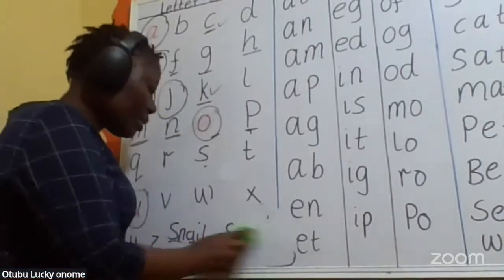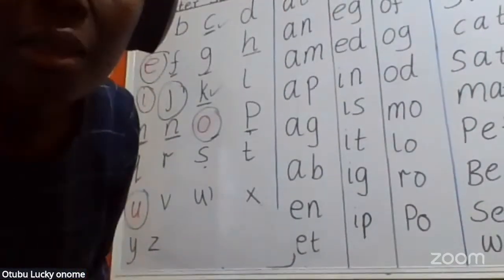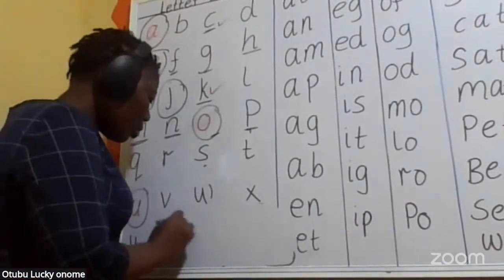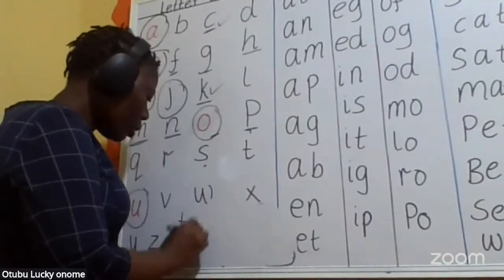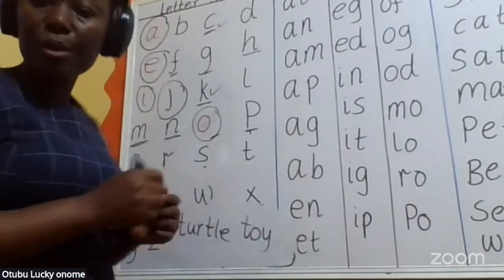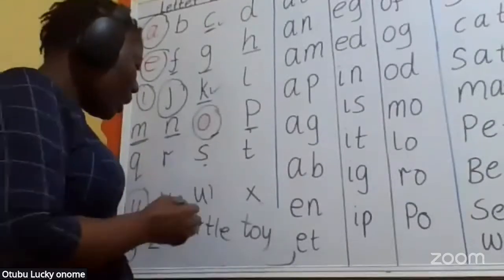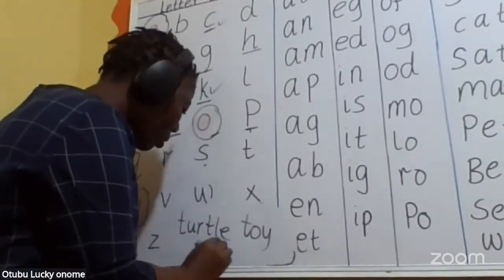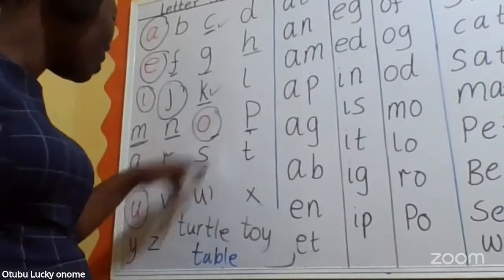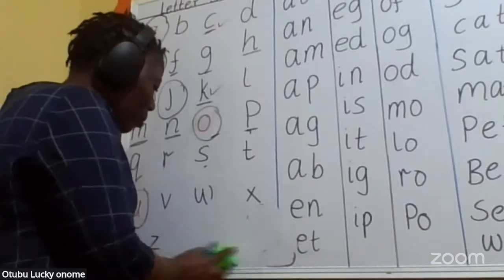The next one we have is t. We have it in words like turtle, toy, table, tennis, and tail.